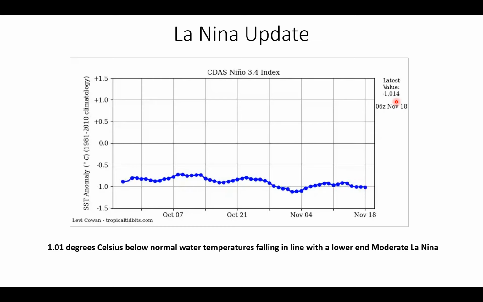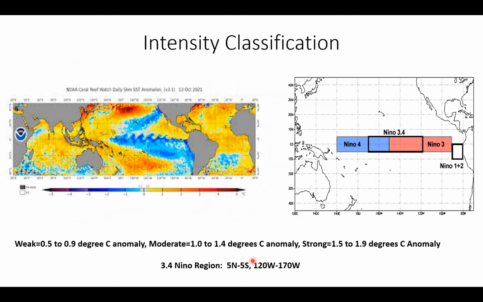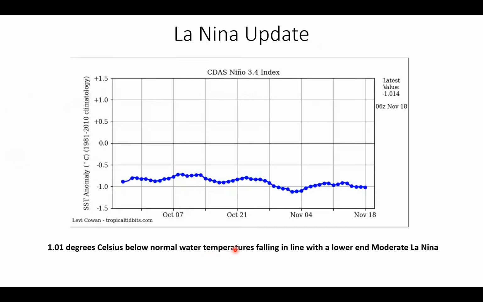I know the value here is -1.014 degrees Celsius below normal, but in general, we're sitting on that lower end of the moderate La Nina right now. What is moderate La Nina? Here it is. Any temperature departure in the water temperatures in that Nino 3.4 region between 1 to 1.4 degrees Celsius. And we're sitting right at 1. So, we're literally at the lower end of a moderate La Nina if you want to get technical in the classification.